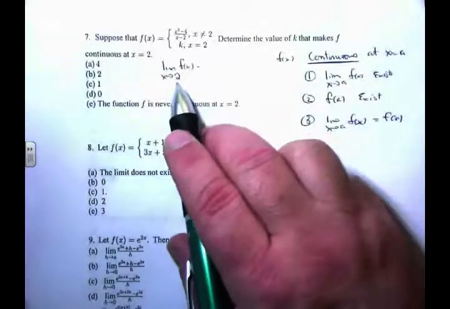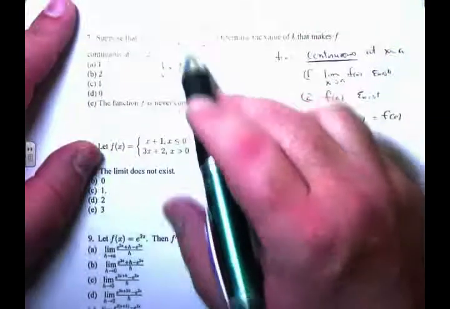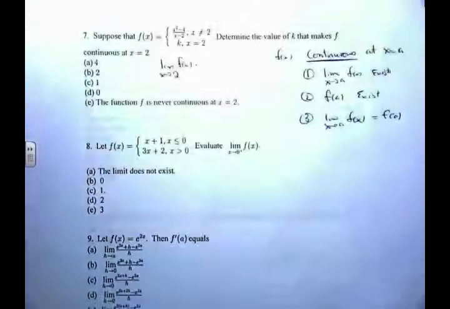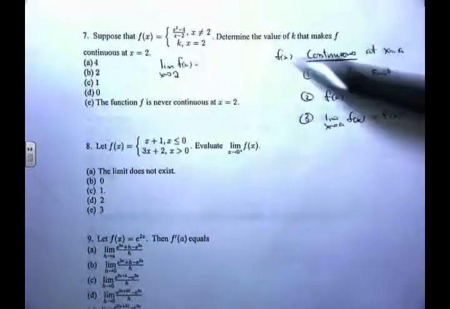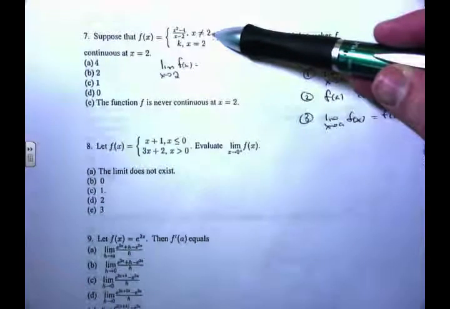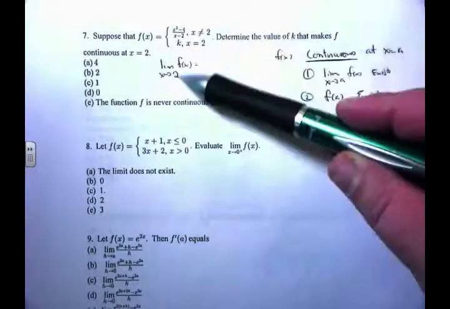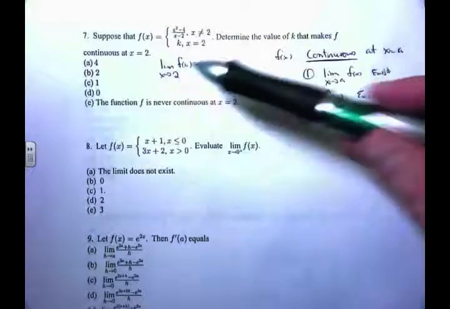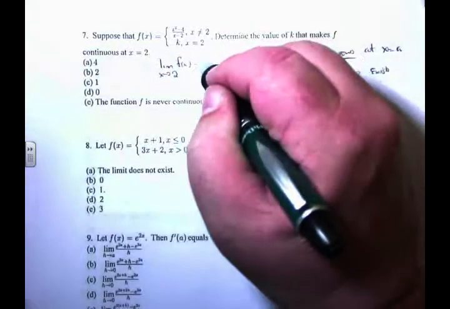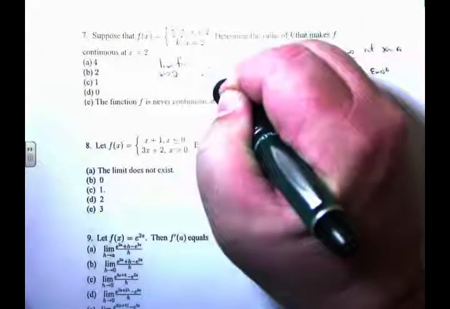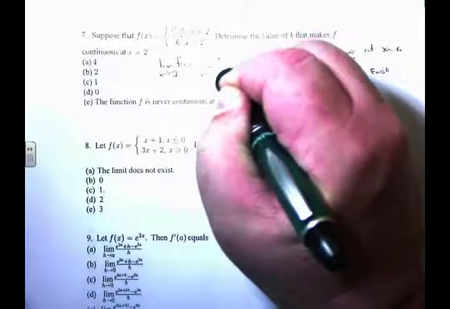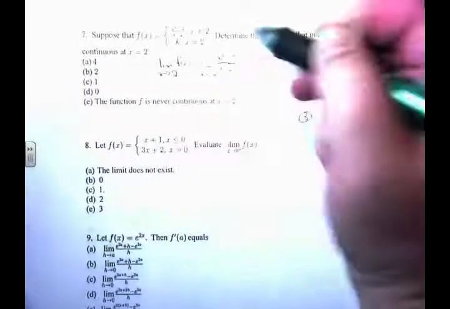So if I'm not quite 2, but I'm close to 2, which piece of my piecewise function do I get to use? Top piece or bottom piece? Well, the top piece is where I get to plug in x when you're not 2. I get to plug it into the bottom piece when x actually equals 2. We're not 2. We're very close to 2. So I get to use the top piece. This will be the limit as x approaches 2 of x squared minus 4 over x minus 2.